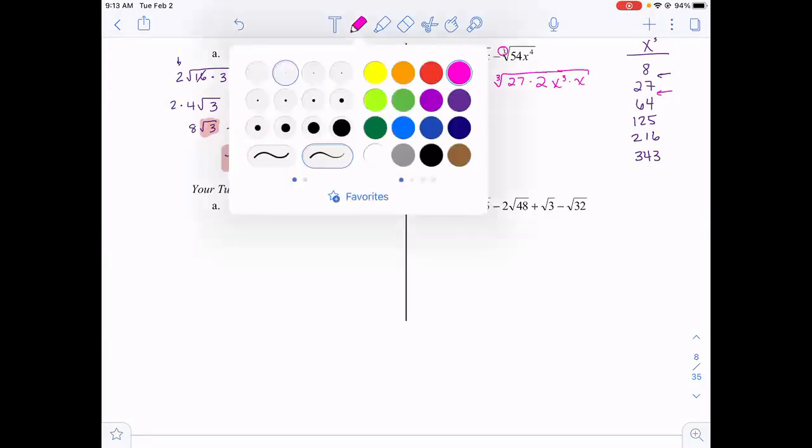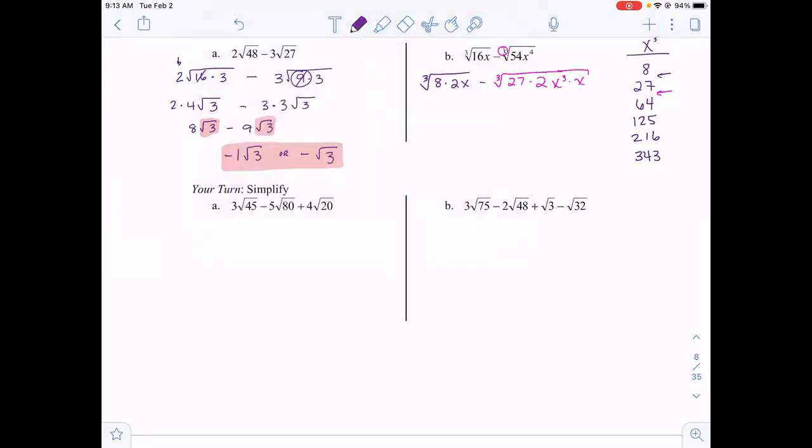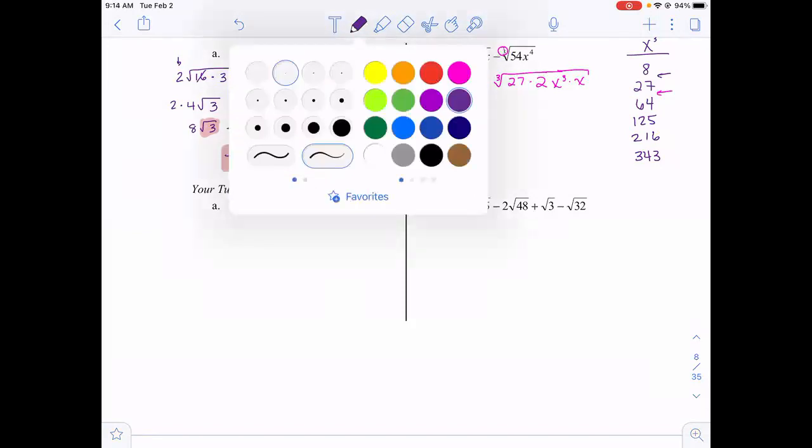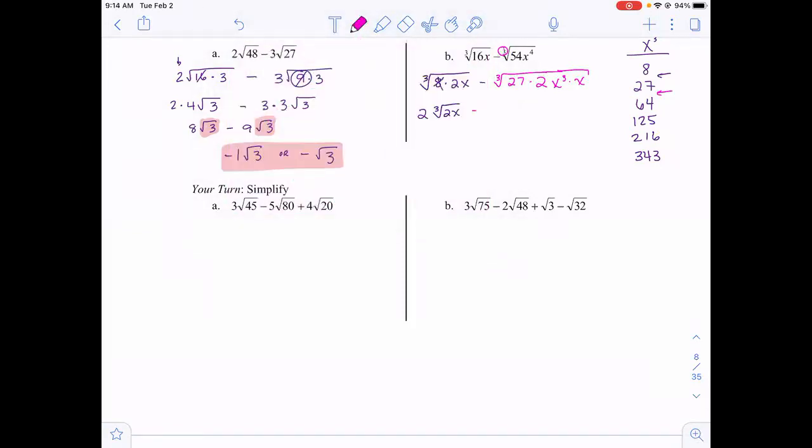Okay, so now let's simplify each one. Cubed root of 8, that is 2. I cannot take the cubed root of 2 or x, so that's going to stay under my radical. Minus cubed root of 27, I can do that, that's 3. Cubed root of x cubed, that's just x. And then underneath my radical, I still have the cubed root of 2x.